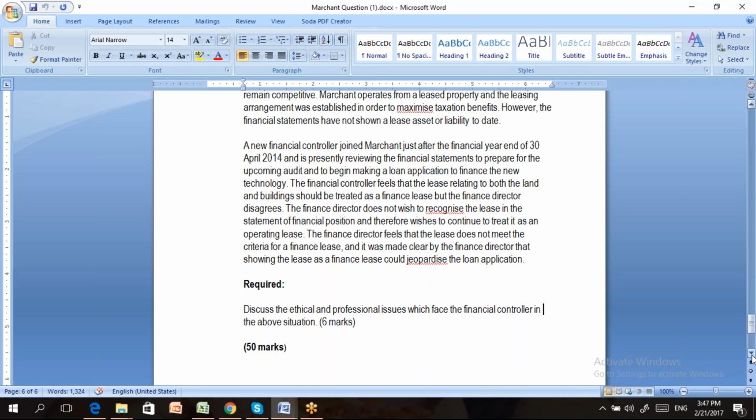What applies is not the legal form, but the substance over form. There are certain criteria that have to be met for a finance lease, and if those criteria are met, it is all to do with the risks and rewards. If that is the case, it must be treated like that. If it is not, it is unethical, not illegal, but unethical.